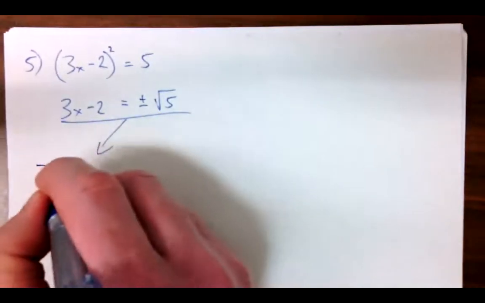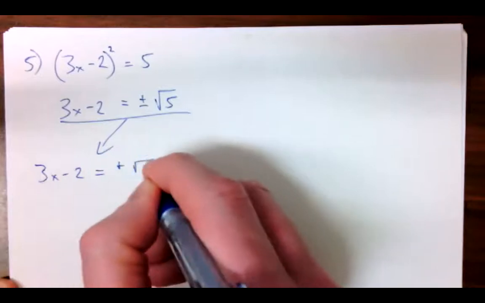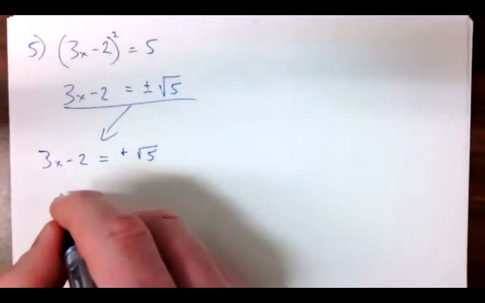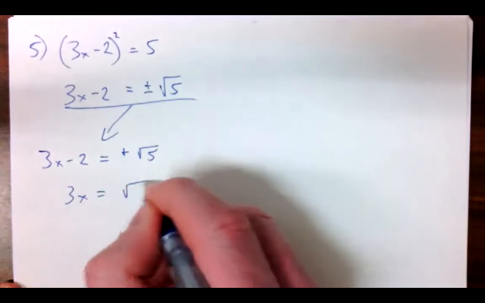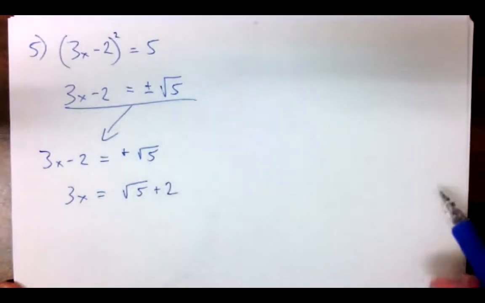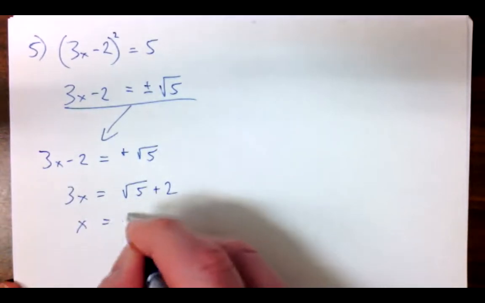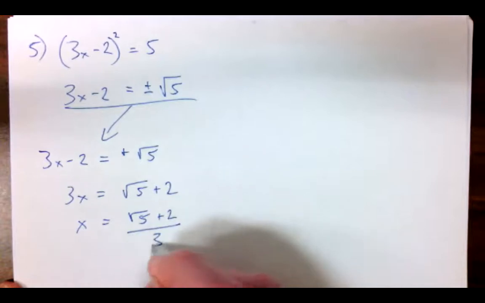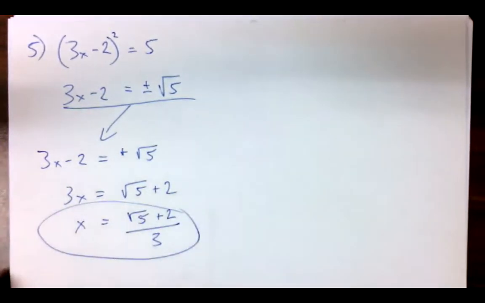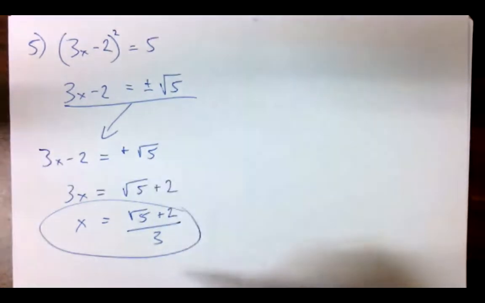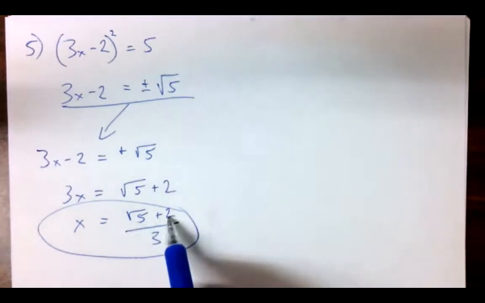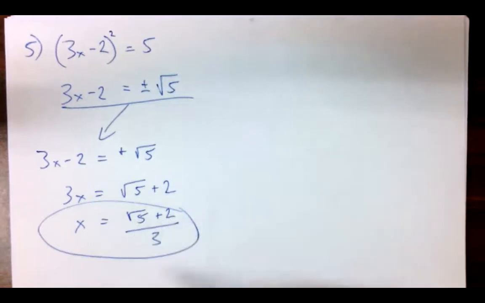So if we go one way, let's start with positive root 5. 3x minus 2 equals positive root 5. I'm going to add 2 to both sides. 3x equals root 5 plus 2. That's all you can do. You can't make it any fancier or prettier than that. Divide both sides by 3. X equals root 5 plus 2 over 3. Done. That's for the positive root 5. Some of you might ask, can I say 2 plus root 5? Sure, the order doesn't matter.